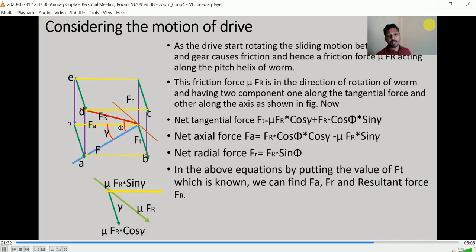Okay, now we have to find out the efficiency of your worm drive. Why are we finding out the efficiency of the worm drive? In other gears, we never find out the efficiency of the drive. Here, there is friction, so there must be some power loss in the friction. So if there is power loss in the friction, there must be an efficiency.